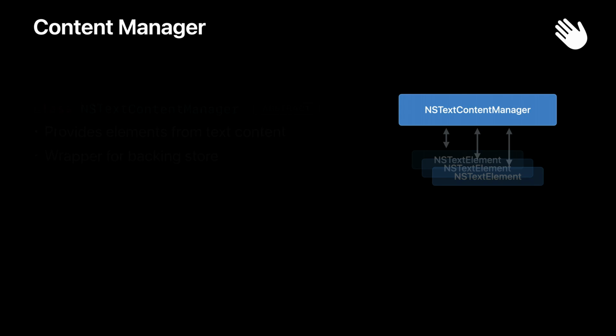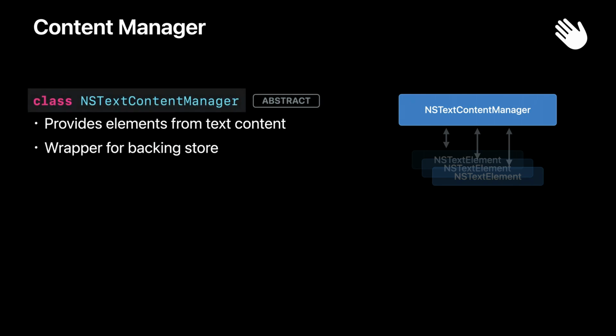Now let's meet NSTextContentManager. The Content Manager knows how to generate elements from the text content and keeps track of the ranges of those elements within the overall document. It also knows how to work with the backing store and how to generate new elements with updated ranges when the content in the backing store changes. Think of the Content Manager as a wrapper for the backing store. The Content Manager provides an interface for translating the raw data into elements.